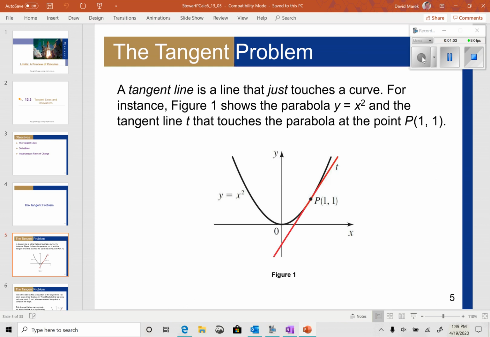Figure 1, for example, shows a line in red, T, that is tangent to a standard parabola with, hey, look at that, the simple equation y equals x squared. We have the tangent line that touches the parabola at the point (1, 1).